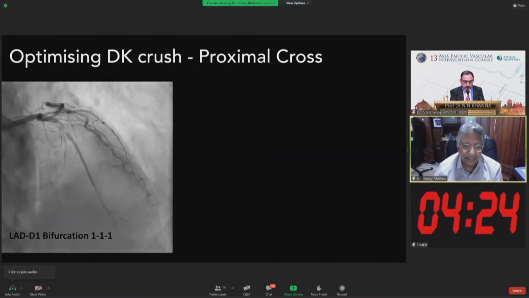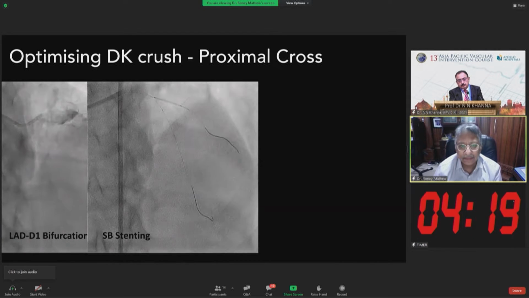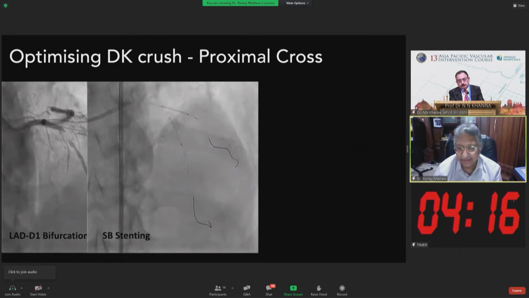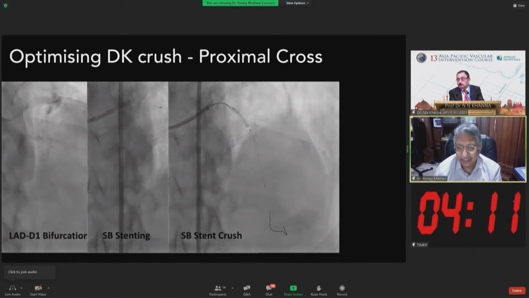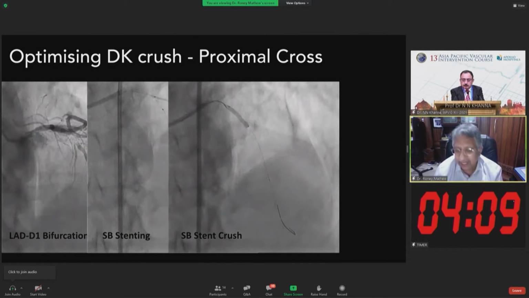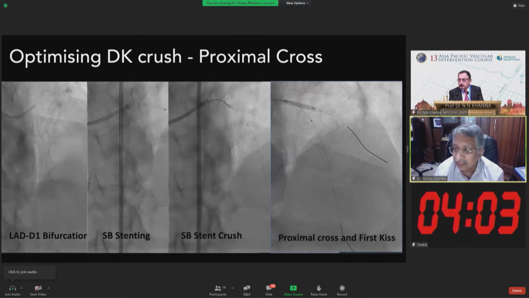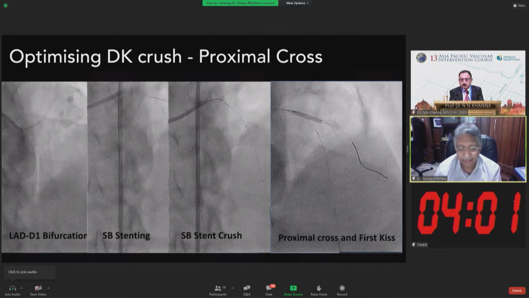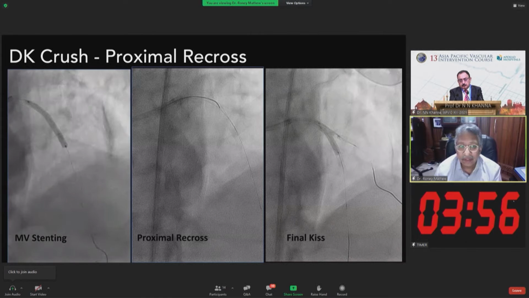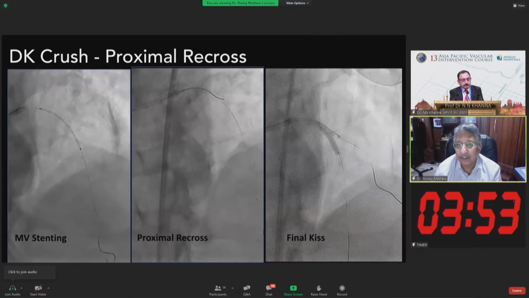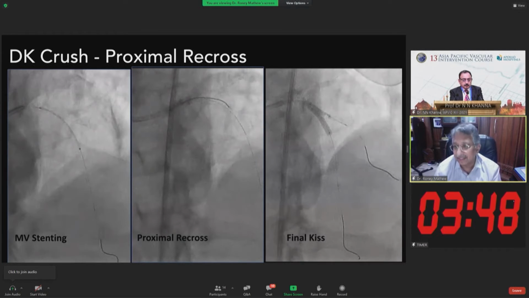Now let's have a look at this DK crush that I did. A 111. So here we do a side branch stenting, which is the first step. And then once the side branch is stented, you crush that side branch with an adequate sized balloon. You cross proximally, you do the first kiss, and then you do the main vessel stenting. And now what we did here is we did a proximal cross, because you can do a proximal or a mid cross, and we did a final kiss.